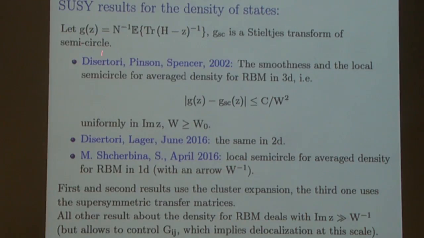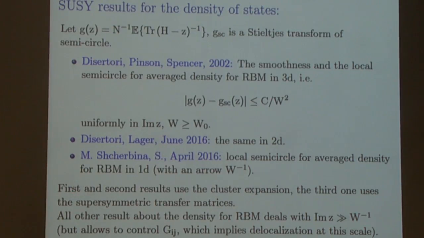About the density of states first, it is known from the paper of Tom and Margaret and Princeton that kind of bound. That means that the difference between the expectation, the average density of states, and the density of states that we obtain for the semicircle, that is the Stieltjes transform of the semicircle, is bounded by C over W squared in 3D. That was also obtained by supersymmetry, but the method used for the analysis is a cluster expansion. By the same technique, later it was obtained in 2D, and by the transfer matrix approach, again using the supersymmetry representation, we obtain this in the 1D case.